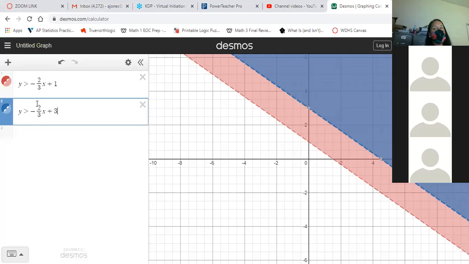The only thing I don't like about Desmos is you can't really tell where all of it's shaded. So you just have to remember where it was shaded to begin with. Okay. It does a little bit different for other ones. Okay. Let's look at 14.